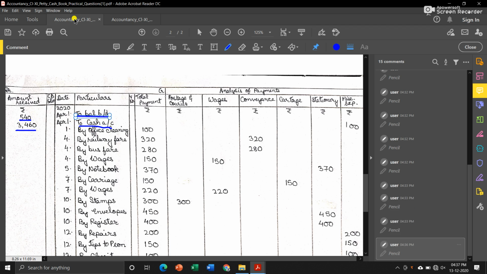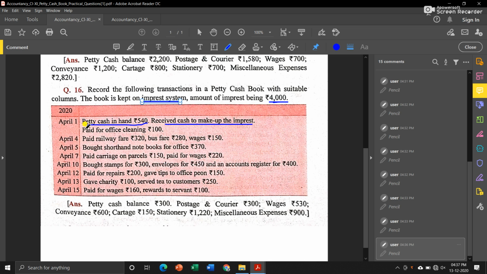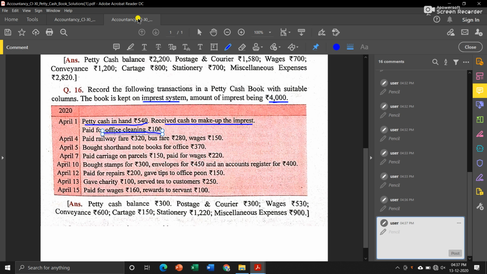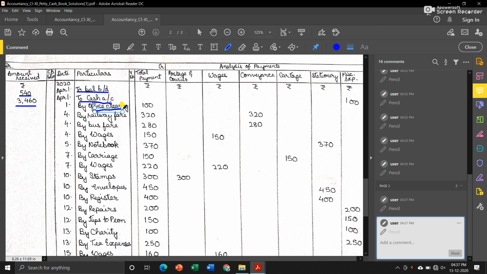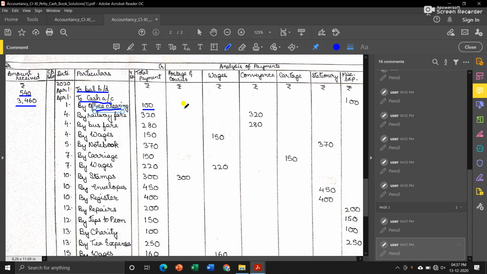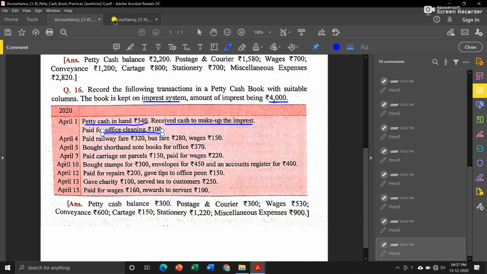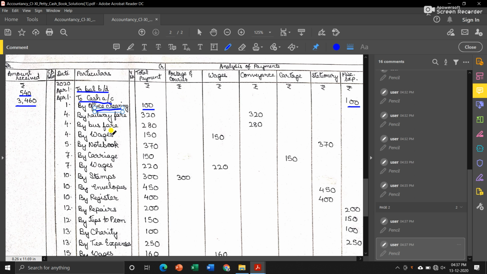Okay, now after finishing that, we will start making entries for the expenses, like paid for office cleaning ₹100. So by office cleaning we will write 100 in total payment, and since we don't have any individual column for that, we will note it down in miscellaneous expenses. Remember, for every expense, if you can't find any suitable column, that will go to miscellaneous expenses.